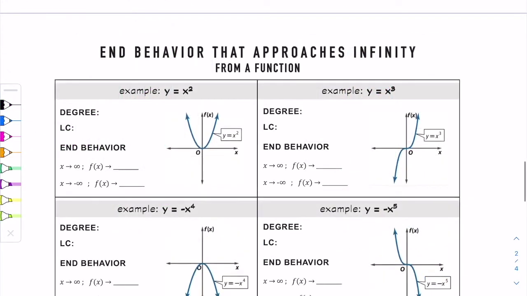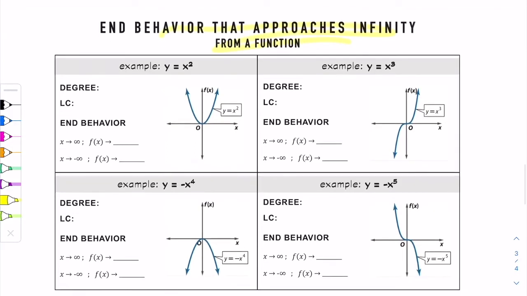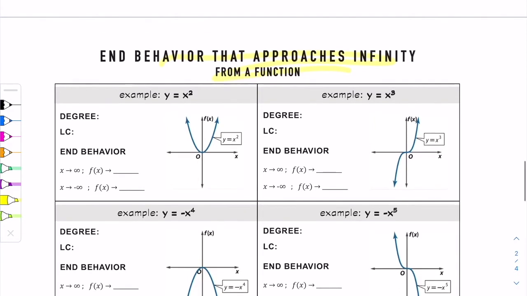End behavior that approaches infinity from a function, so when you don't have a graph. You can tell this by the degree and the leading coefficient of a function. As a quick reminder, let's take a look at a basic function such as f of x is equal to 3x squared plus 6.